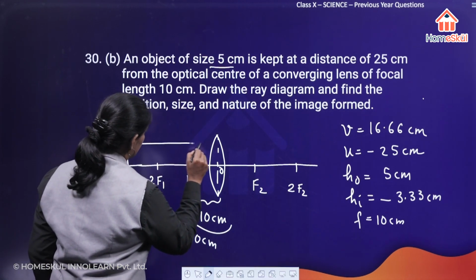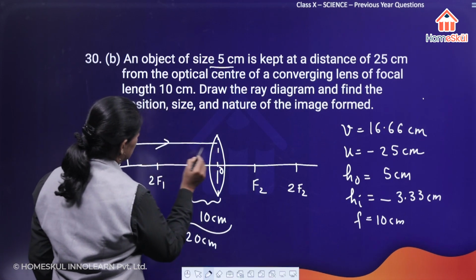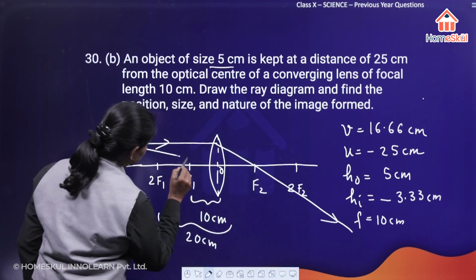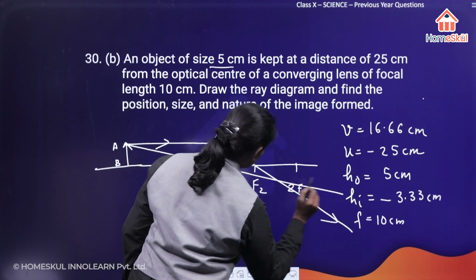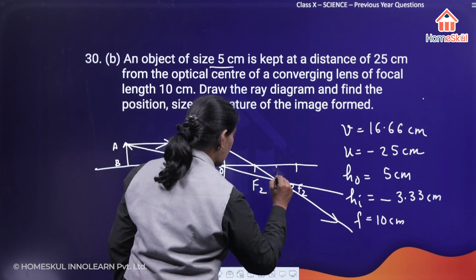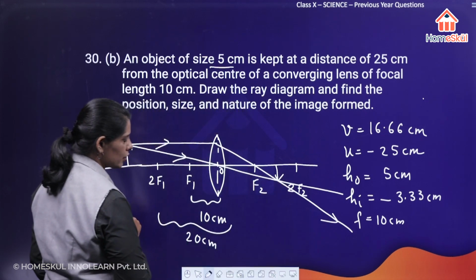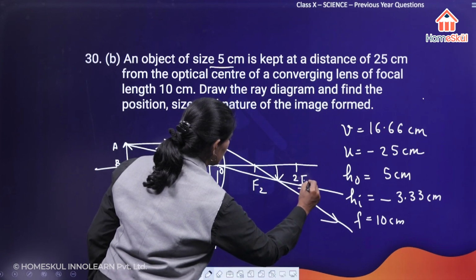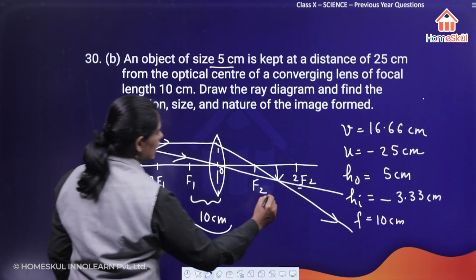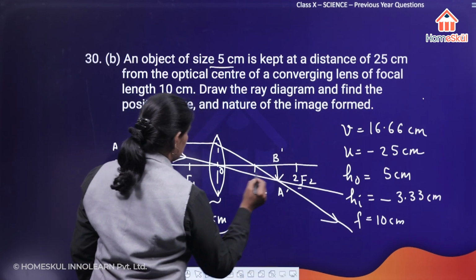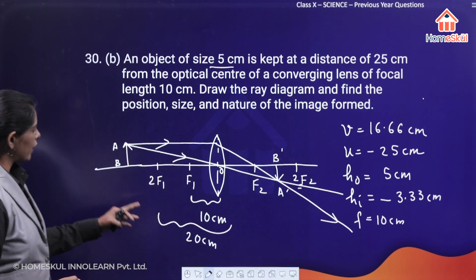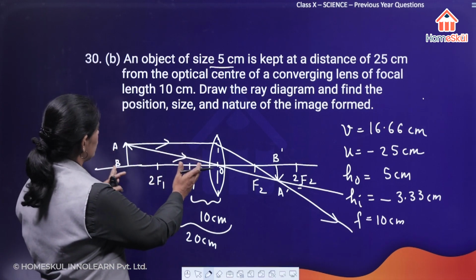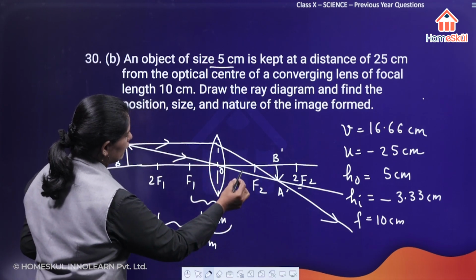Now let's represent the ray diagram. First ray parallel to the principal axis passes through the focus. The second ray will pass through the optic center and will meet the first ray after refraction at this particular point. Right, that is between F2 and 2F2. So this is our object and this is our image, and we can see clearly from the diagram that the size of the image is smaller than that of the object, and the position of the image which we get is between F2 and 2F2.